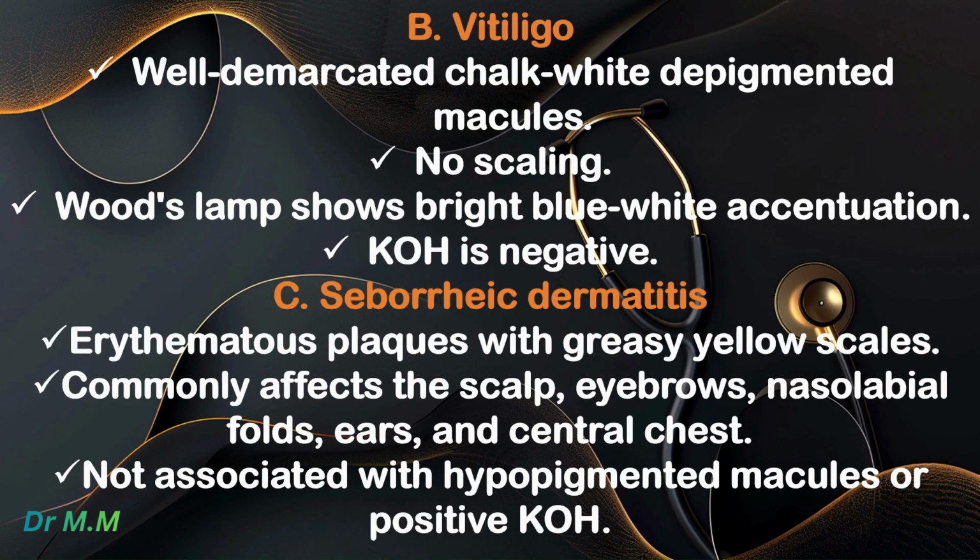B. Vitiligo. Well-demarcated chalk-white depigmented macules. No scaling. Wood's lamp shows bright blue-white accentuation. KOH is negative. C. Seborrheic dermatitis. Erythematous plaques with greasy yellow scales. Commonly affects the scalp, eyebrows, nasolabial folds, ears, and central chest. Not associated with hypopigmented macules or positive KOH.